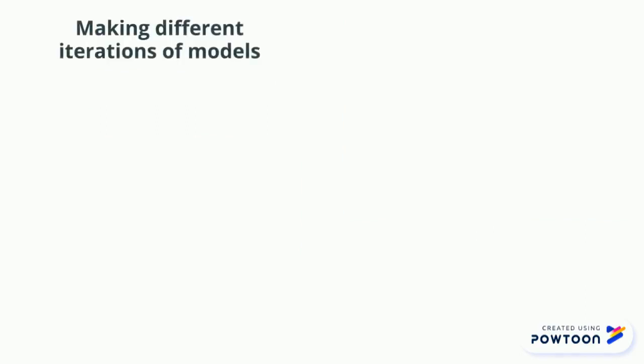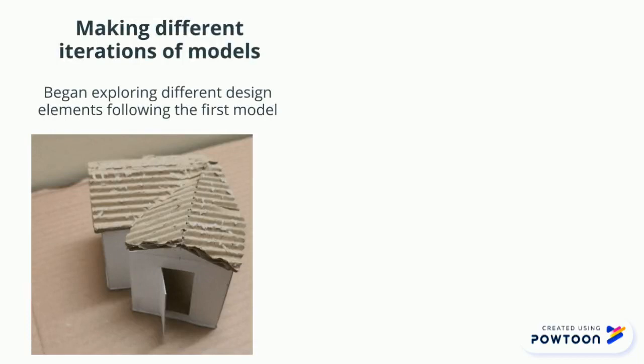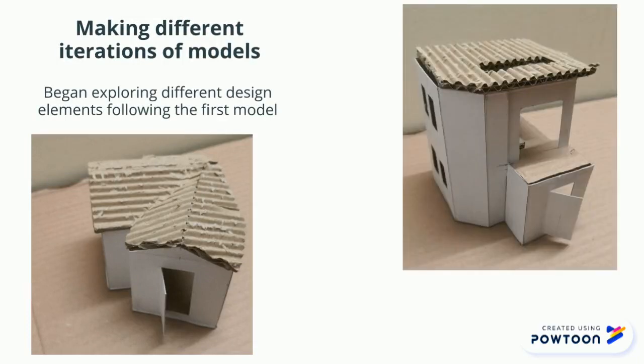After the first model, I began exploring different design elements. This can be seen in the next two models I built, improving on areas lacking in the first model, such as the roofing, utilizing the structure of a cardboard box instead of paper.